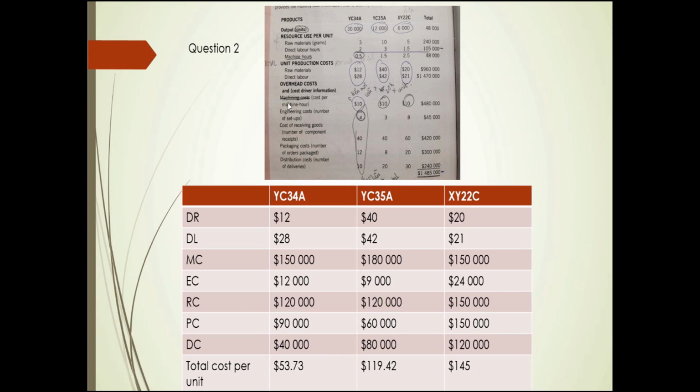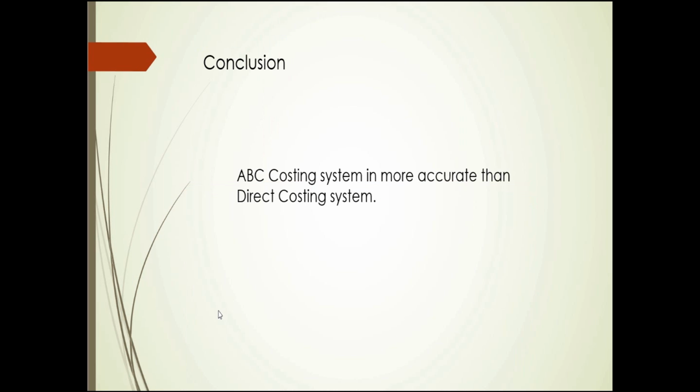Comparing the two methods, we can see that the total cost per unit of YC34A and YC35A by the ABC costing system is lower than by the direct costing system. So we can conclude that ABC is more accurate than the direct costing system.